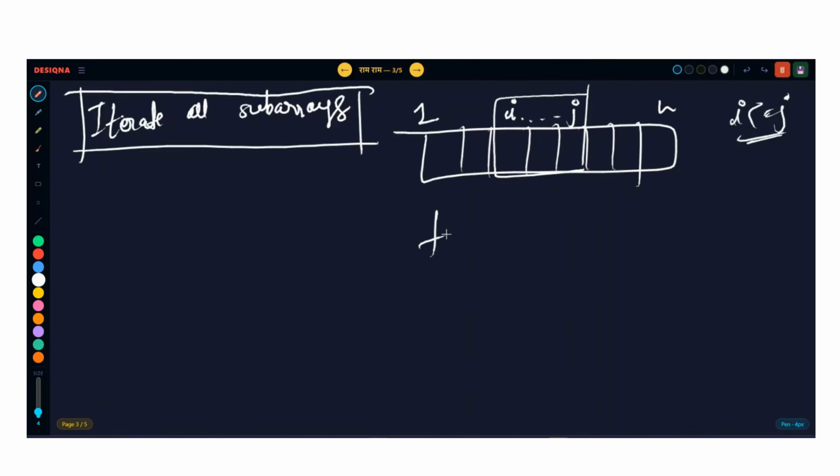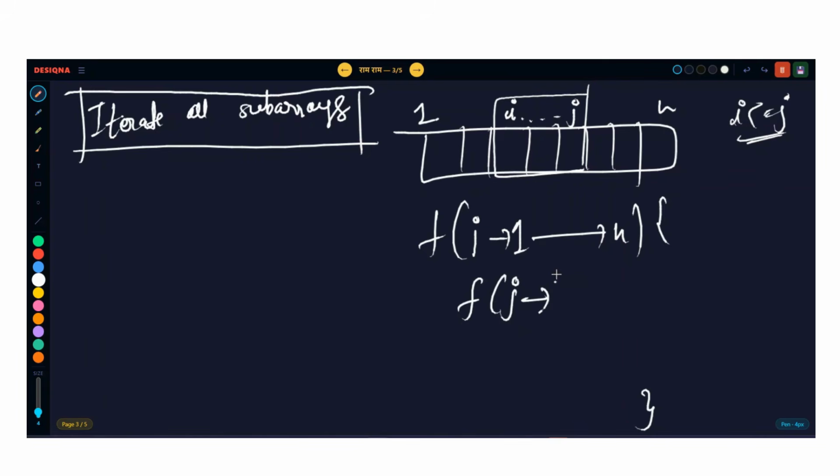So how do you write the code for it? For loop i starts at 1, it goes till n like this, and you enjoy it. I am also enjoying it. Wow, great. Then j starts at i plus 1 and goes till n like this.